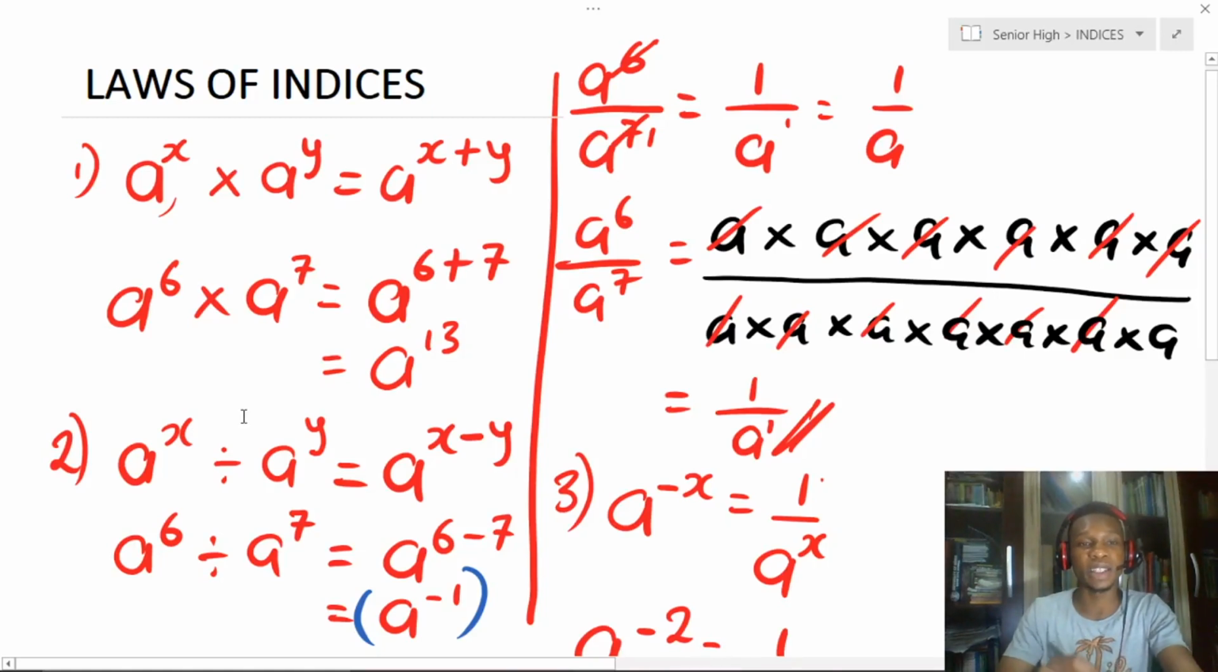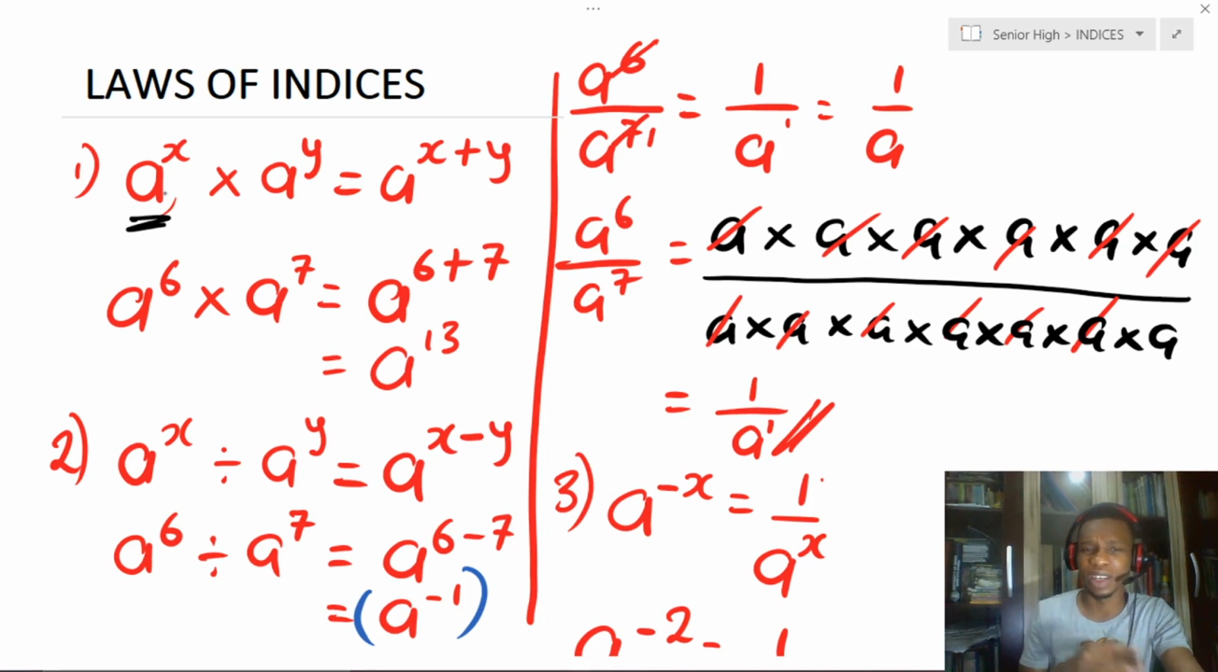Okay, so last time we talked about the laws of indices where we discussed four basic laws. We discussed the addition law, that's the law here. It tells us that whenever we have a base and these bases are the same and they are multiplying each other, just pick one of the bases and then you add up the index.